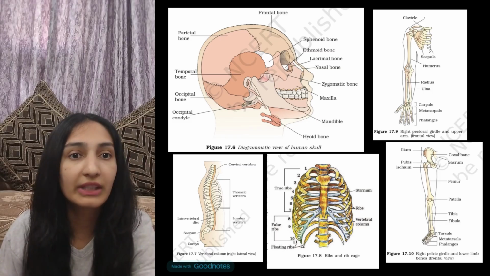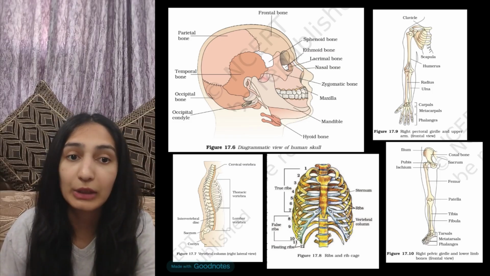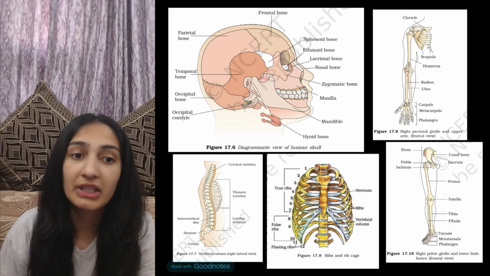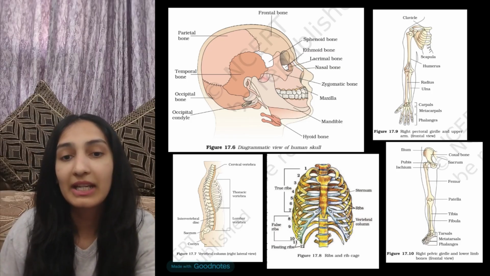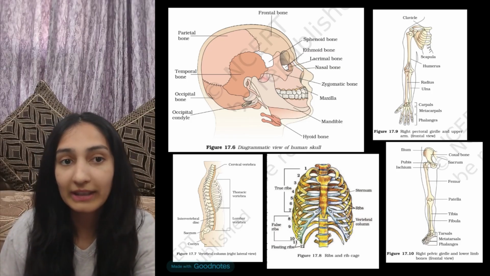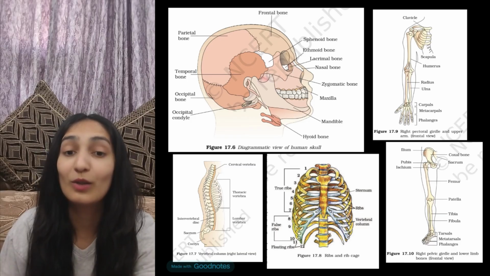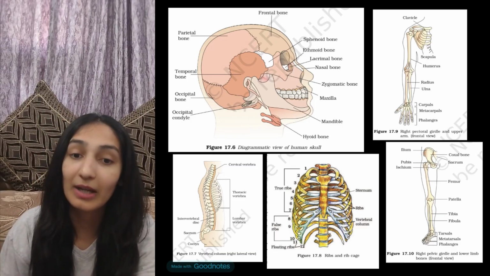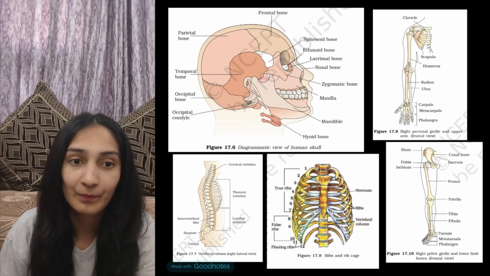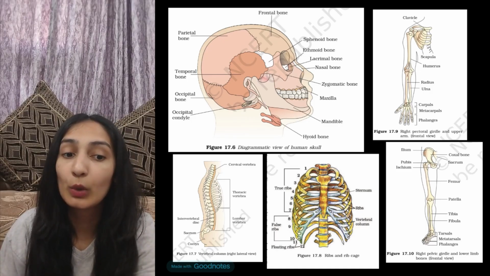Figure 17.9 depicts the right pectoral girdle and the upper arm, and this is a frontal view, starting off with clavicle, then we have the scapula, then humerus, then radius, ulna, carpals, metacarpals and phalanges. Don't get confused between carpals and tarsals. You should know that carpals, metacarpals and phalanges are present in your hand, and your tarsals, metatarsals and phalanges are present in your leg.